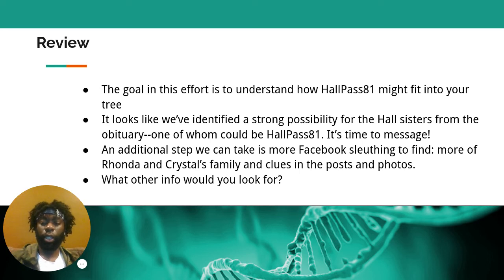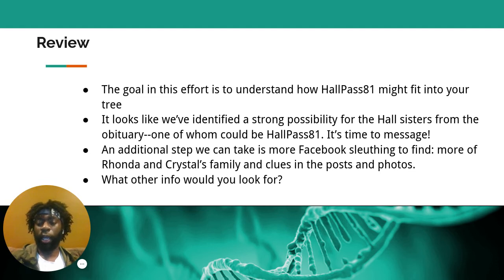So as you're looking at your cluster, you'll want to understand how people within that cluster relate to one another and how they fit within the larger lineage that you're focusing on. So in this case, again, Isaac and Mary Hall. For Rhonda and Crystal, it looks like we've identified a possibility of them being the sisters from the obituary, and one of them being Hall Pass 81.